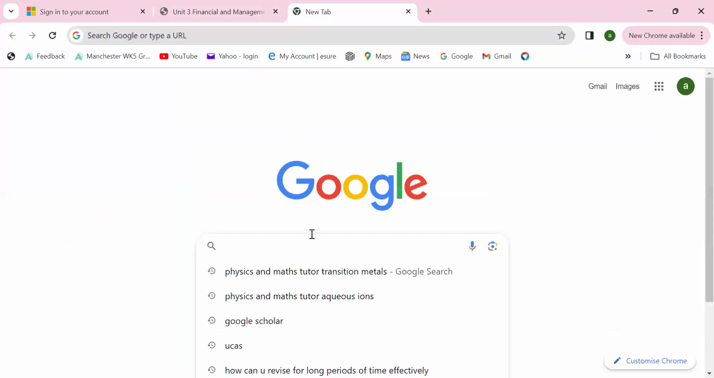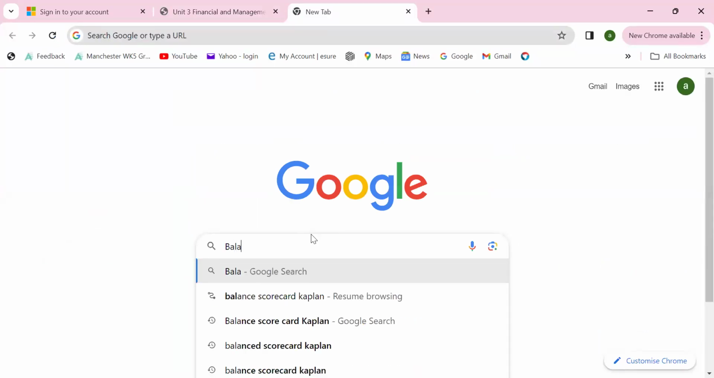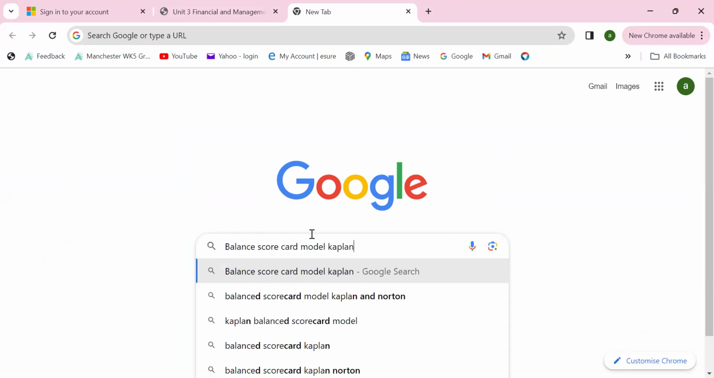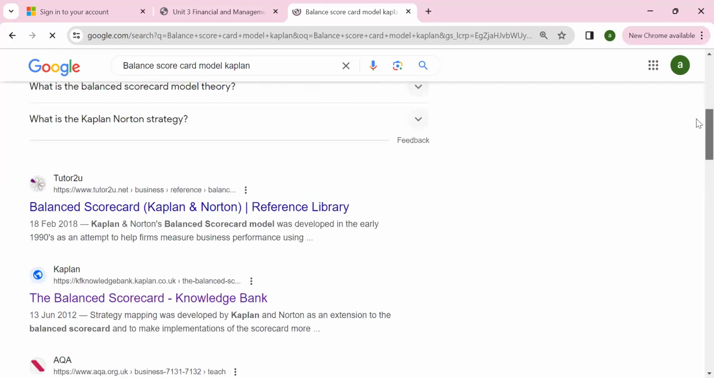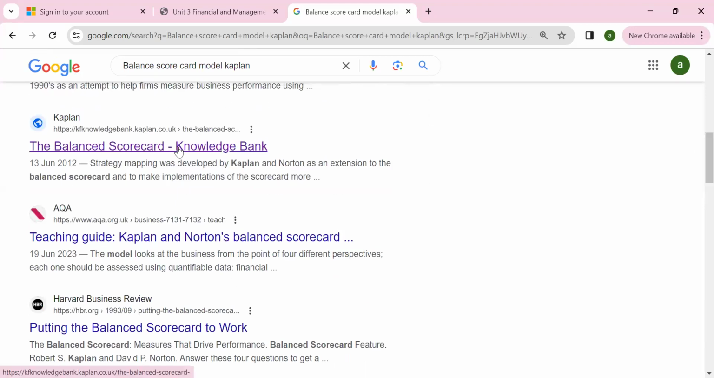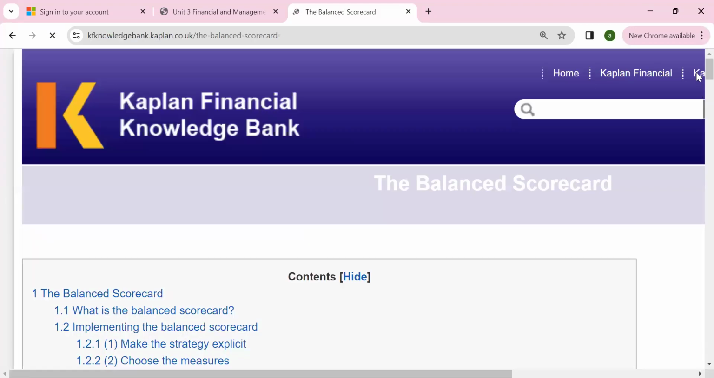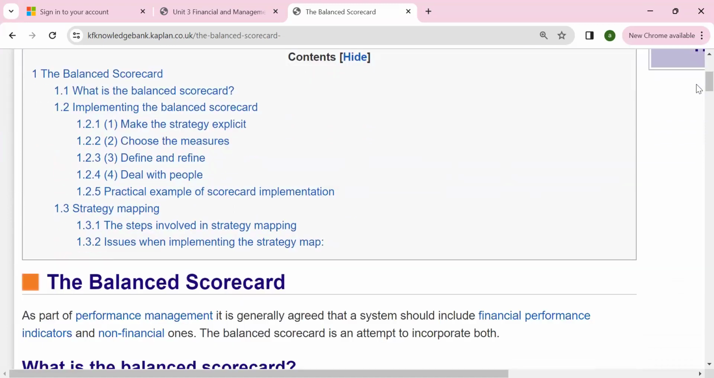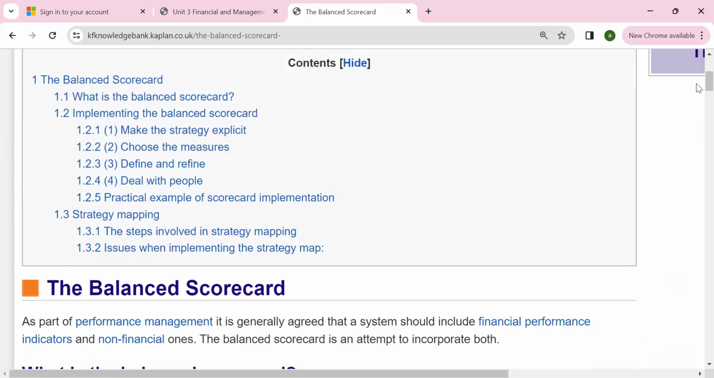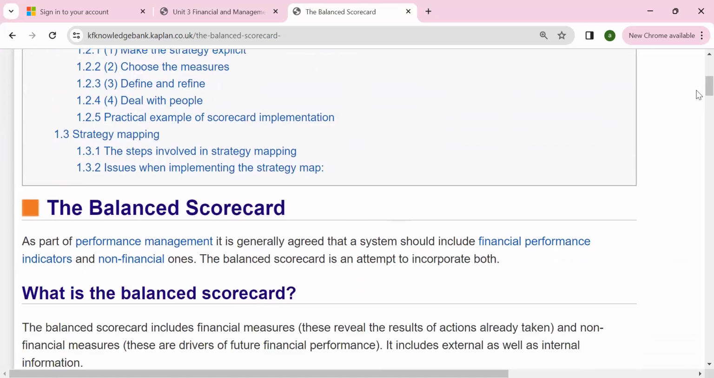Okay, guys, it's quite good to look at the BSc, the balanced scorecard model. If you search for Kaplan, you can find the balanced scorecard model according to Kaplan. It's good to read Kaplan's resources. We can make the strategies, choose the measures, define and refine them, deal with the people, look at practical examples, scorecard implementation, steps involved in strategy mapping, and issues with implementing strategy.